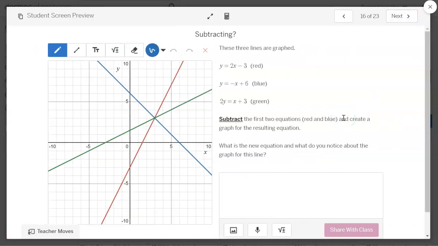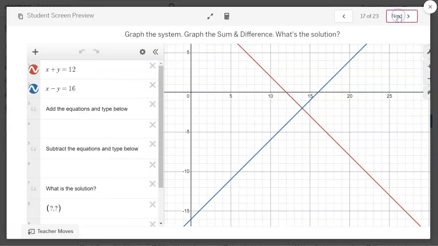Same here, they're doing a subtraction this time, so they're going to subtract the first two equations, the red and the blue, so y minus y would give 0. And then be sure to keep the equal sign, then do the subtracting the x's, then subtract the numbers, and then graph that line in the same graph. What is this new equation? What do you notice about this graph?